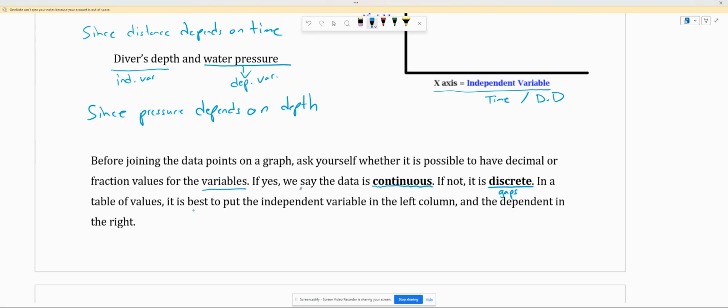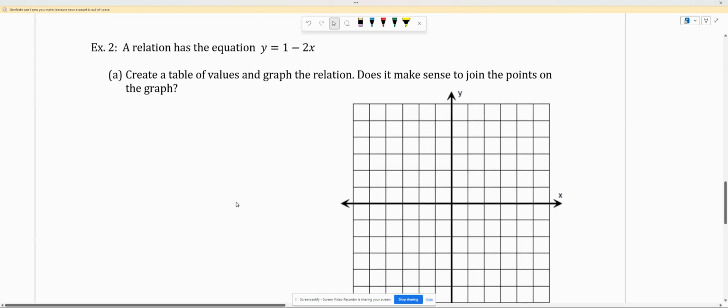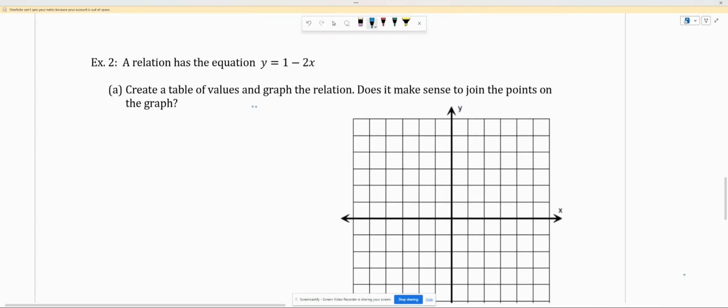In a table of values, we always put the independent variable on the left, so our x is always on the left and the dependent, the y, is always on the right. All right, so let's take a look at this. We're going to create our first little table of values here. It looks like so: x, our independent variable, and y, our dependent variable, on the other side. And we're going to graph this equation that we have right now.